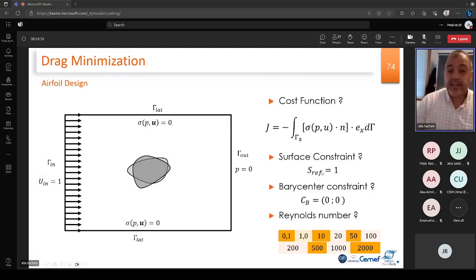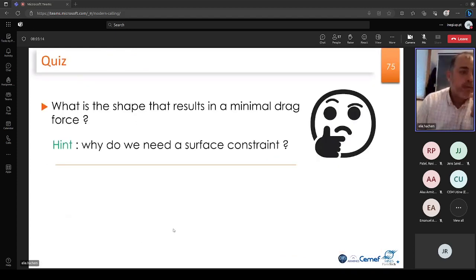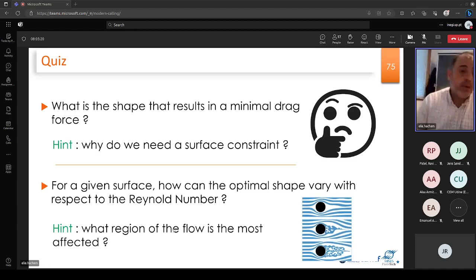The surface constraint is very important because you can lose your material. Okay. And we tested for different Reynolds numbers. So the flow comes from this side, goes out from here, and we can have a slip boundary condition on the wall. So the question here is the importance of the surface constraint, as I told you, and how can we have an optimal shape?